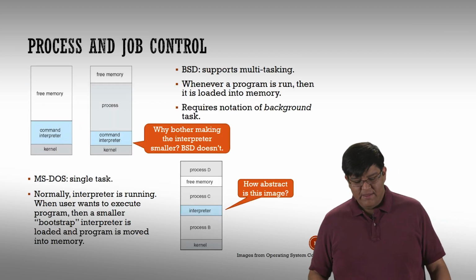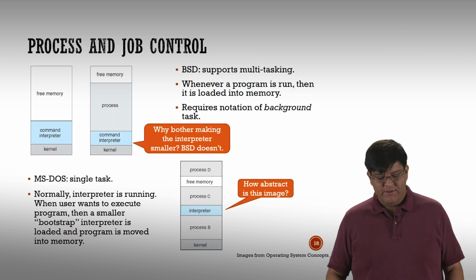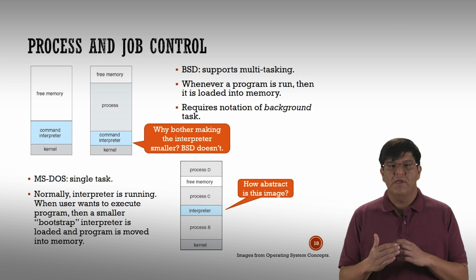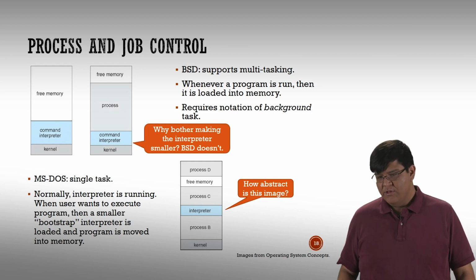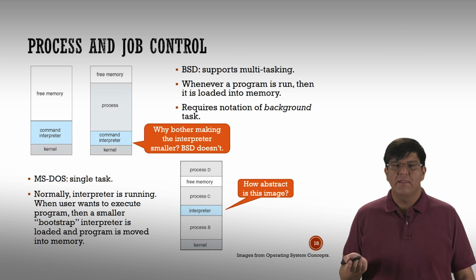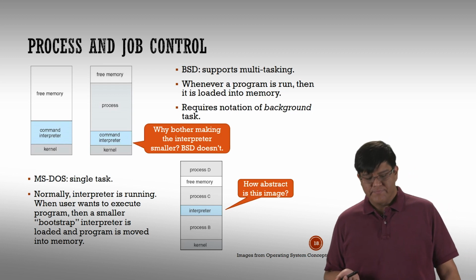Another thing that the operating system is going to do is have support for concurrency, or running multiple programs at the same time. So let's take a look at some diagrams here. What I have here are memory layouts for MS-DOS, and then BSD.